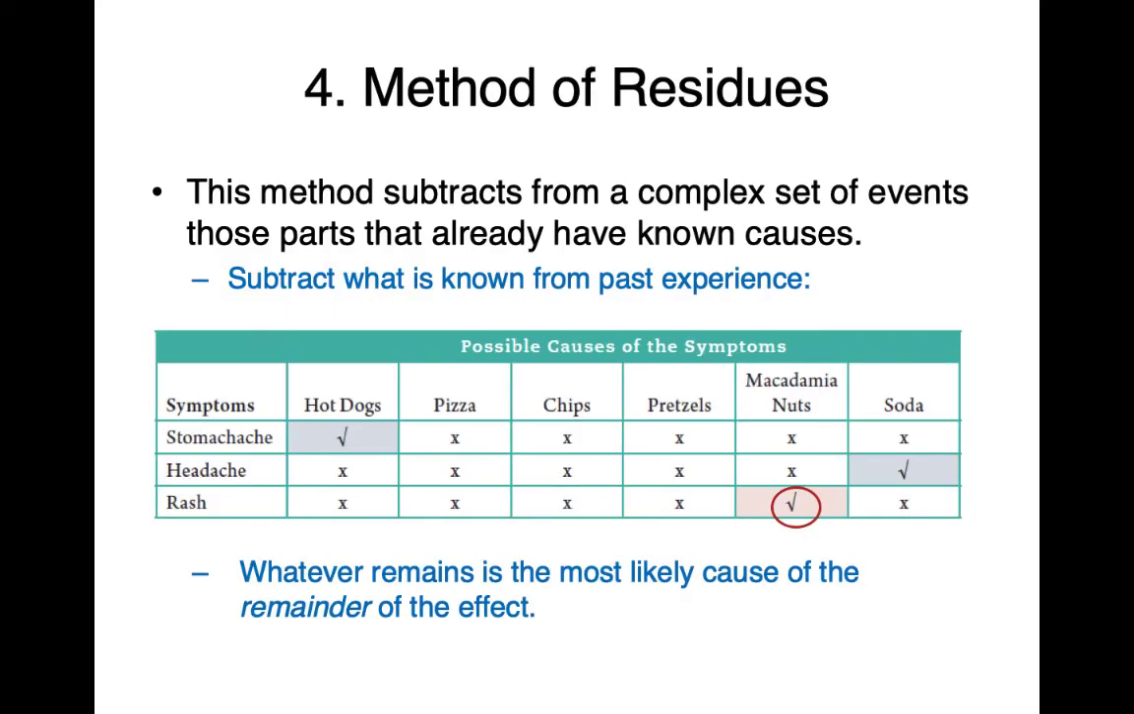Okay, so we also want a way to describe events or outcomes that are the likely result of multiple causes, multiple factors. And so some aspects of the outcome are influenced by one or more important factors, but then there's other factors as well that explain the range of possible outcomes. So this method is going to subtract from a complex set of events those parts that already have known causes. Whatever remains is going to be the most likely cause of the remainder of the effect, right?